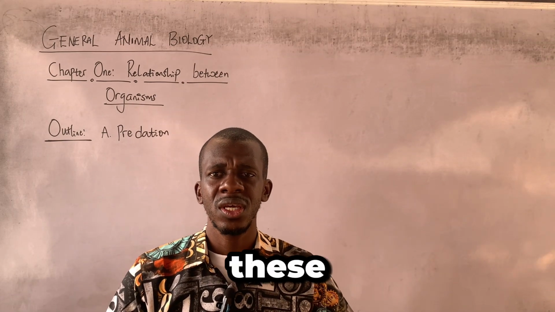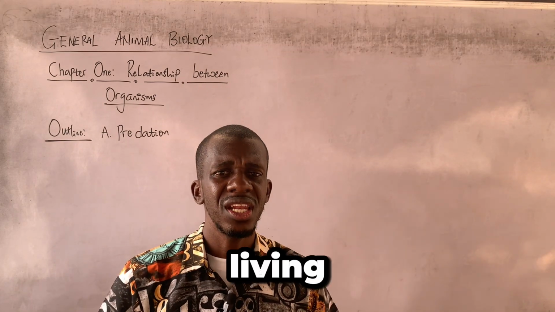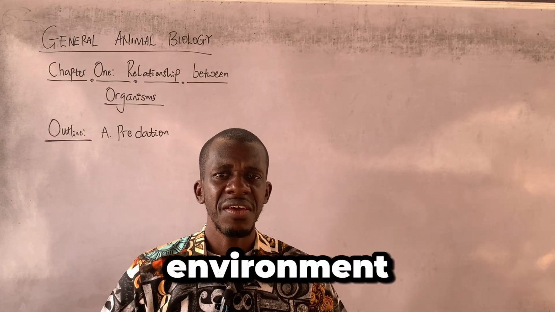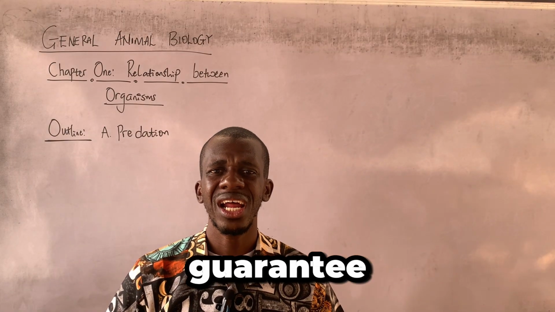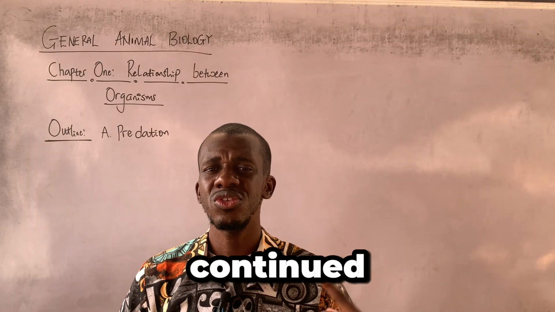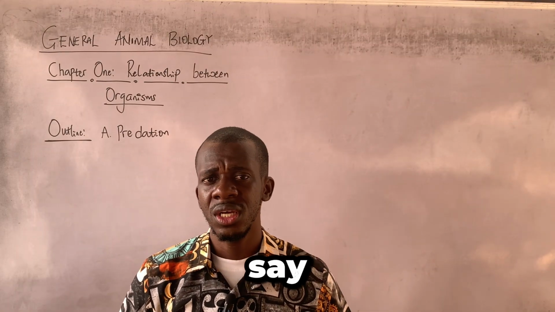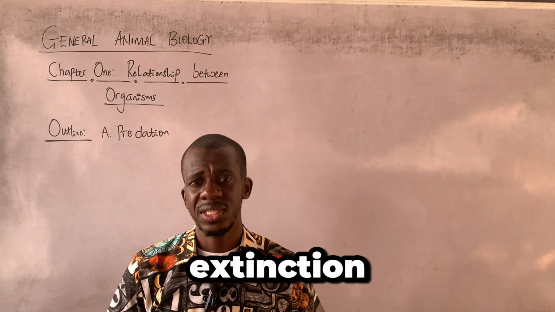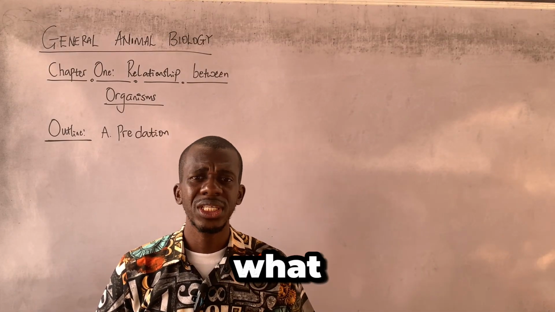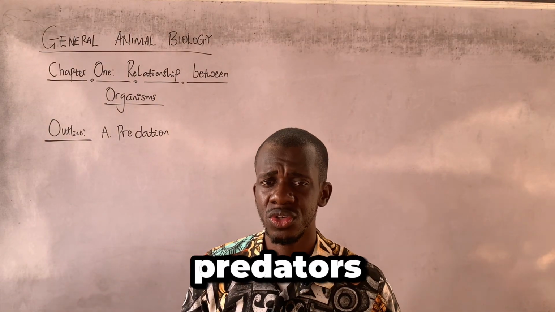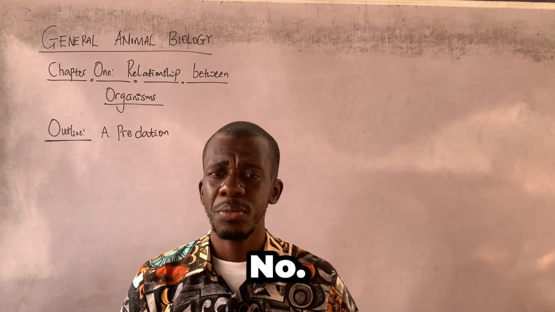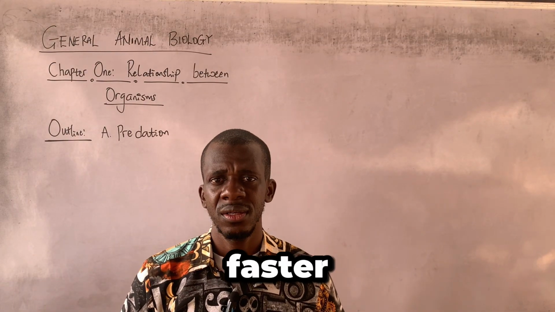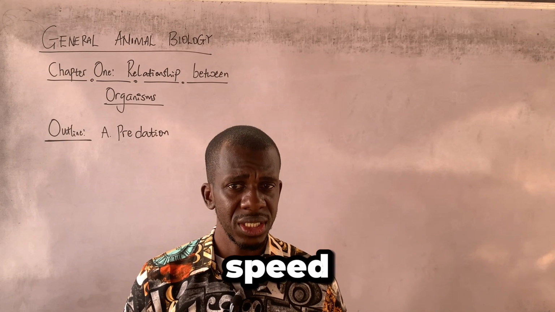Yes, all of these relationships that living things enter with one another in their environment are to guarantee their continued existence. That is to say, in order for these living things not to go into extinction. Now, what are the adaptations possessed by predators that help their hunting? Number one is speed. Predators are usually faster. Yes, they have the benefit of speed.